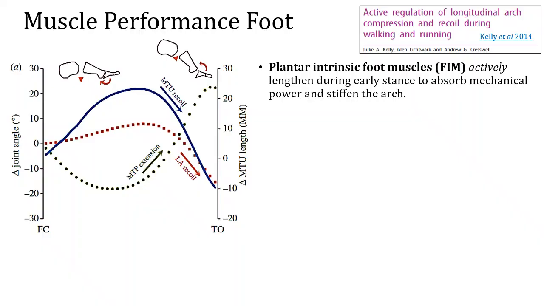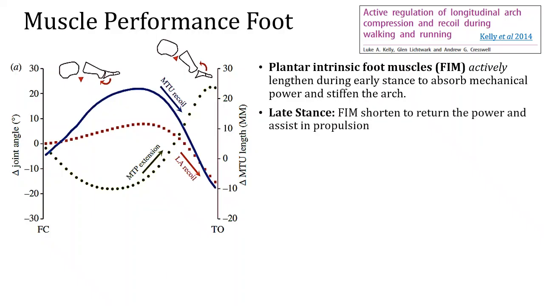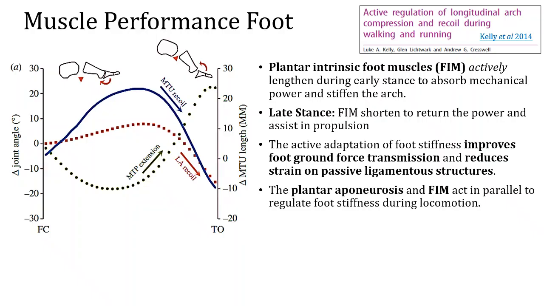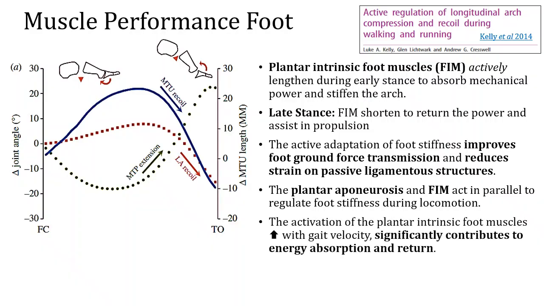And so the plantar flexor intrinsic foot muscles, we'll call them the FIM, actively lengthen during the early stance to absorb mechanical power and stiffen the arch. During that later phase, the FIM shorten to return the power and assist with forward propulsion. And it's this active adaptation of the foot stiffness that improves foot-ground force transmission and reduces the strain on passive ligamentous structures of the foot. The plantar aponeurosis and the FIM act in parallel to regulate foot stiffness during locomotion.